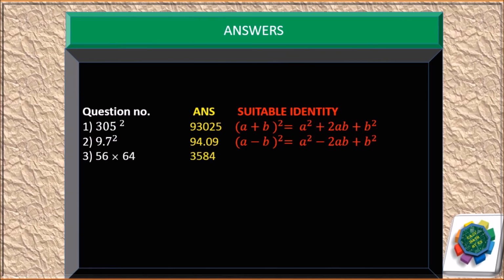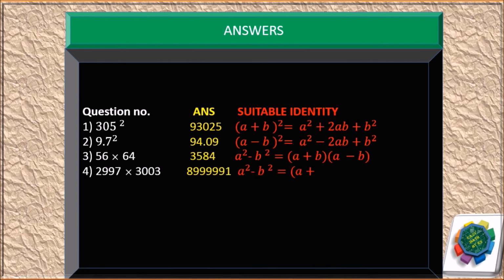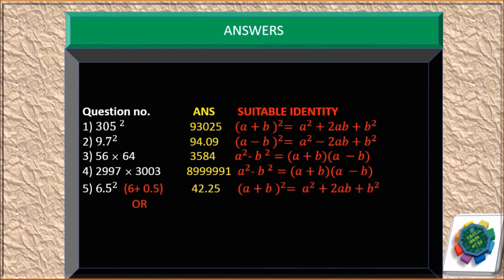The next example was 56 into 64. That will be (60 minus 4) into (60 plus 4). So that is a square minus b square. The next one in the same way will be (3000 minus 3) into (3000 plus 3). The next one, the fifth one, 6.5 the whole square, can be done in two possible ways. That is (6 plus 0.5) the whole square or (7 minus 0.5) the whole square. In both the cases, we get the same answer, 42.25.